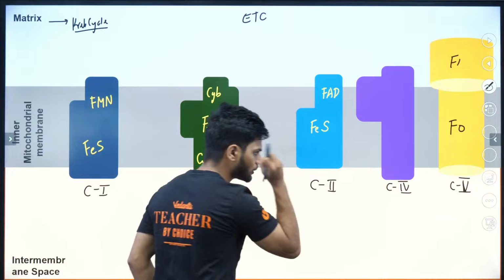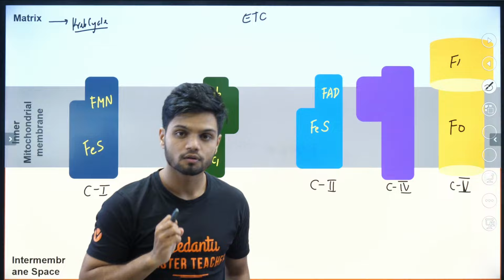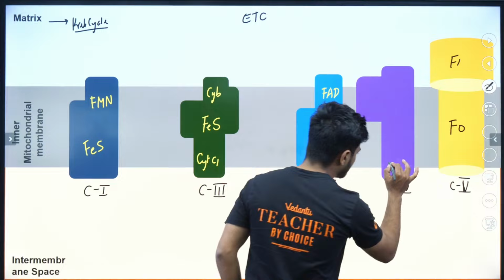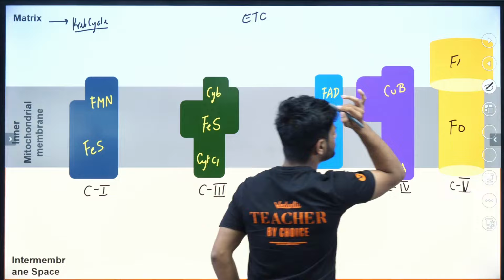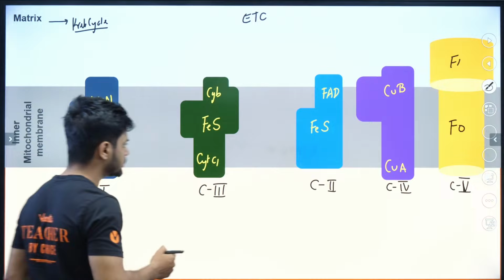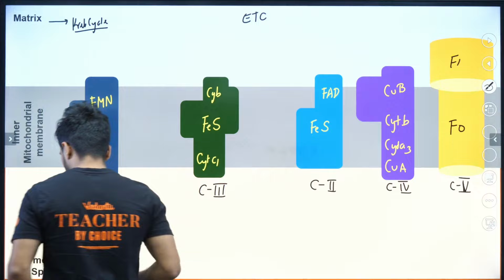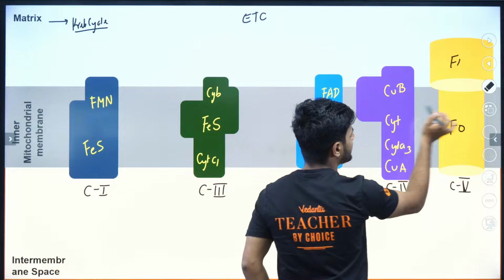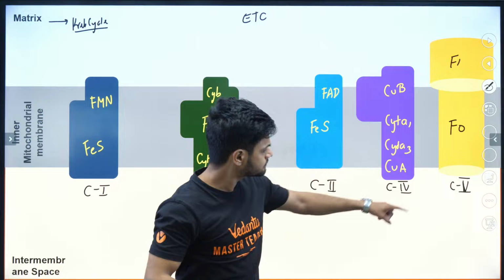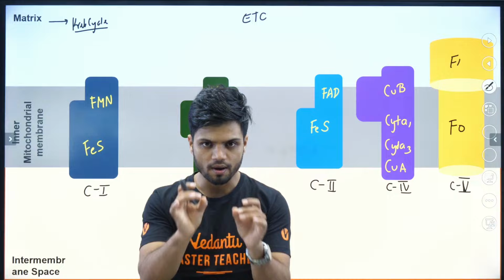While your complex 4, cytochrome C oxidase, actually has two copper centers, such as your copper center A and copper center B. Between the two copper centers, it also has certain cytochromes, such as cytochrome A3 and cytochrome A. And this is your normal F0 and F1. I hope all of you wrote till now. All of you have filled up your complexes.